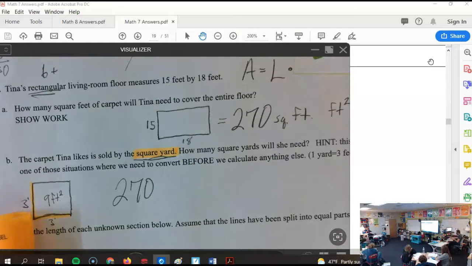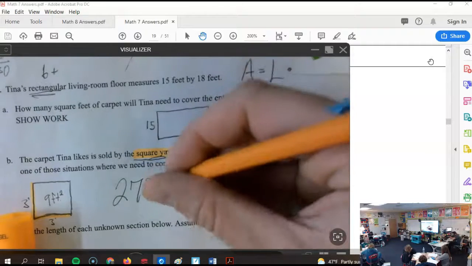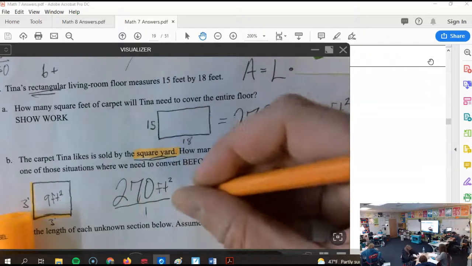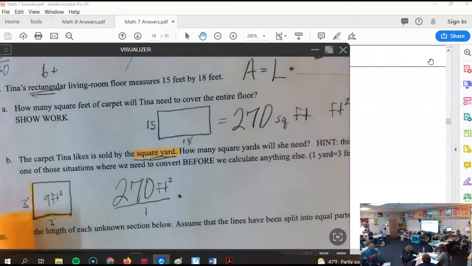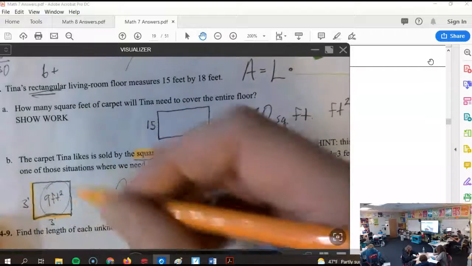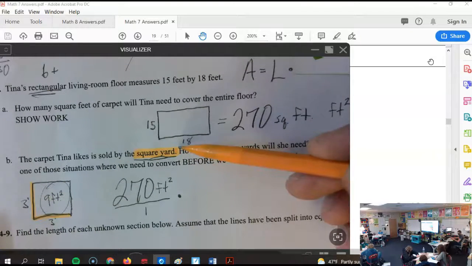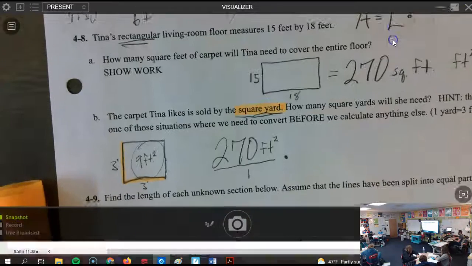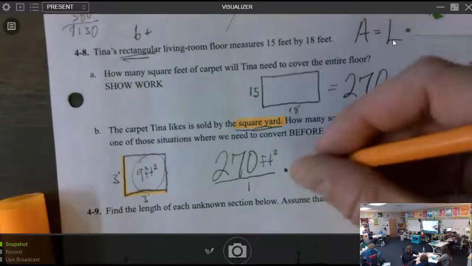Here's the other way we could write out the work. 270 feet squared times our conversion factor. What's our conversion factor? There's 9 square feet in a square yard. Guys, especially if you didn't do this, I would do this with me. We're going to see stuff on tests like this very soon.